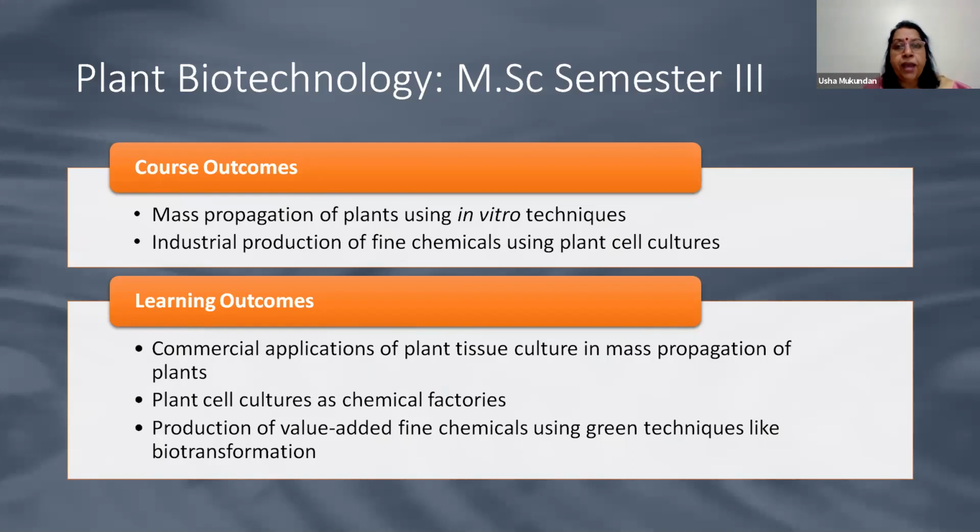That means you must be able to make tissue culture medium, or you should be able to set up a laboratory, or you must be able to standardize a protocol for mass propagation of plants. Similarly, you can also have cell suspension cultures or plants which are capable of producing these metabolites as and when required in controlled environment conditions.